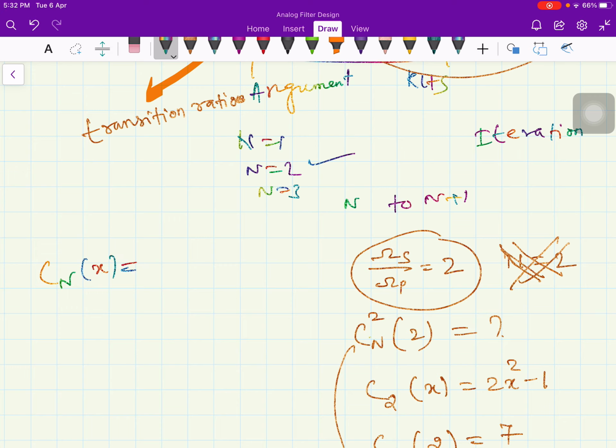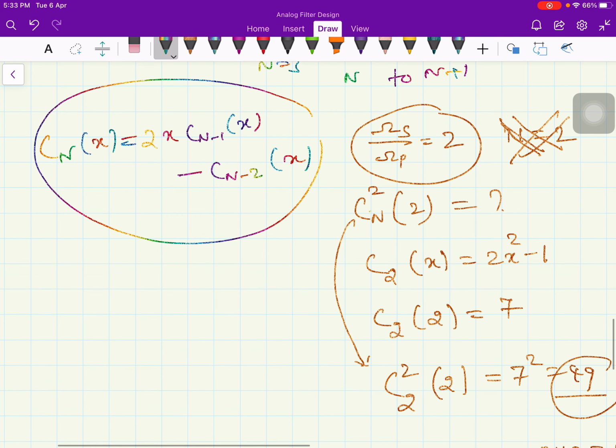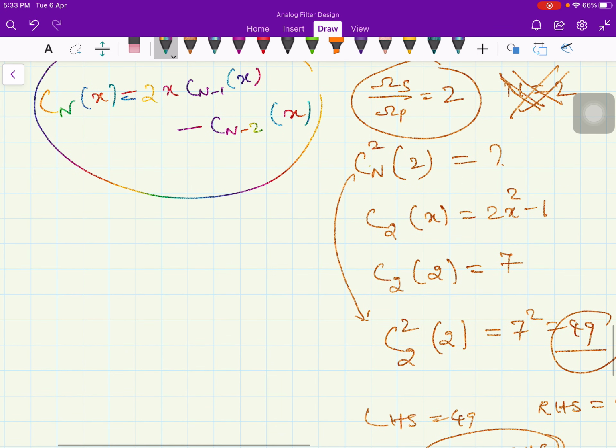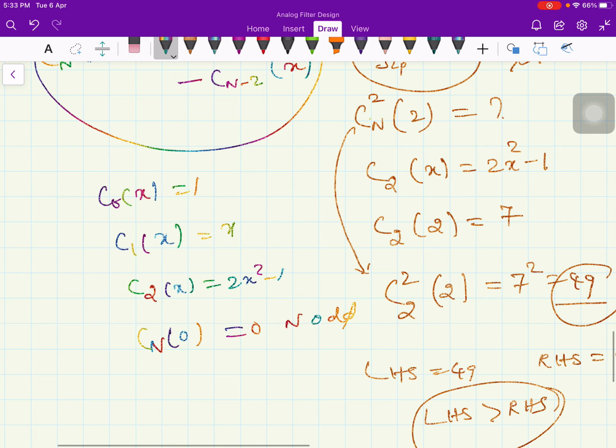Cn of x is equal to 2x Cn minus 1 of x minus C suffix n minus 2 of x. So you can use this recurrence relation to find the value of the left hand side. C0 of x equals 1, C1 of x equals x, C2 of x equals 2x squared minus 1, and so on and so forth. Cn of 0 is 0 if n is odd, and plus or minus 1 if n is even.